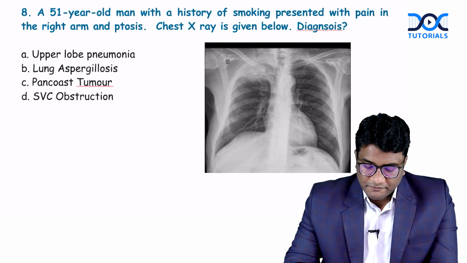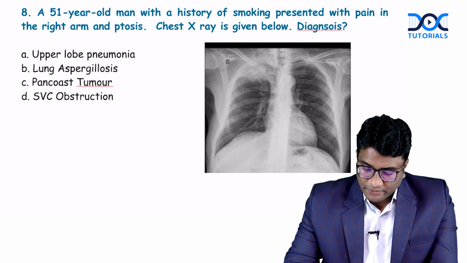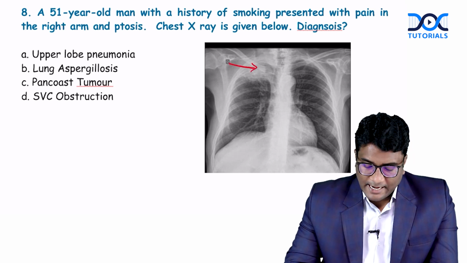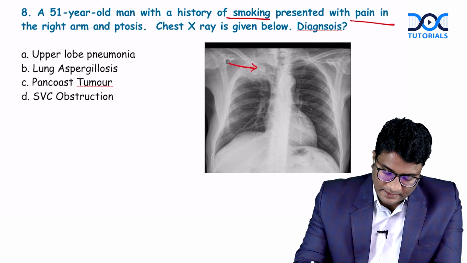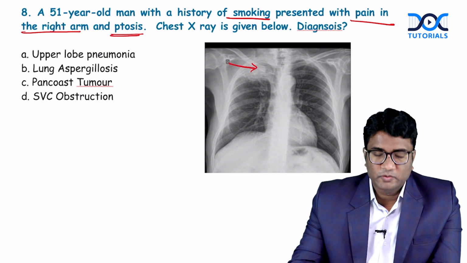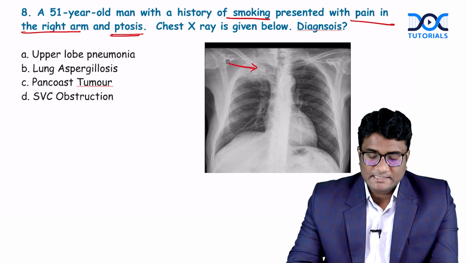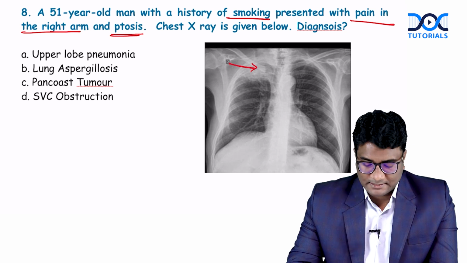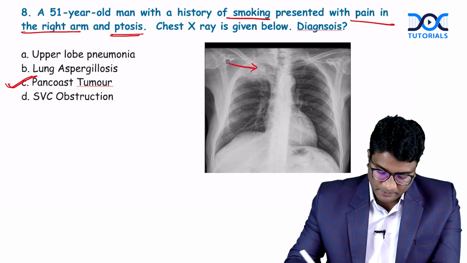The next question, a 51-year-old man with history of smoking presented with pain in the right arm and ptosis. Chest radiograph is given. What is the likely diagnosis? If you look at the chest radiograph carefully, you can see right upper lobe opacification. And if you look at the clinical history, he is a smoker, and he is having pain in the right arm and ptosis, telling you there is involvement of the brachial plexus and the sympathetic trunk. So, this is an apical lung cancer which is causing invasion into the sympathetic trunk and the brachial plexus. This is a Pancoast tumor. So, that was the Pancoast tumor given.